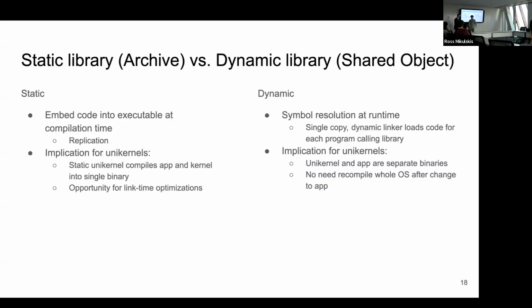So just to reiterate, with static libraries like archive libraries, you have to embed the code into the executable at compilation time. And so for unikernels, this means you have that single binary image. Whereas with dynamic shared objects, you do symbol resolution at runtime. And so you have a single copy of this code, and then the dynamic linker loads the code into memory and the programs call it. And so this decouples the unikernel from the app, and you don't need to recompile the kernel after you change your application.